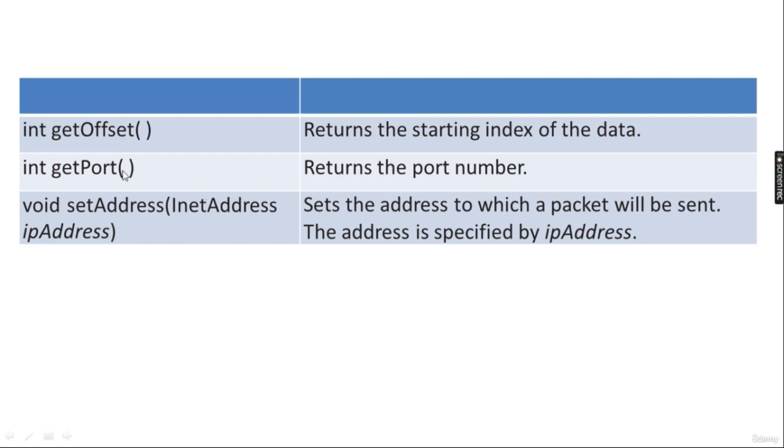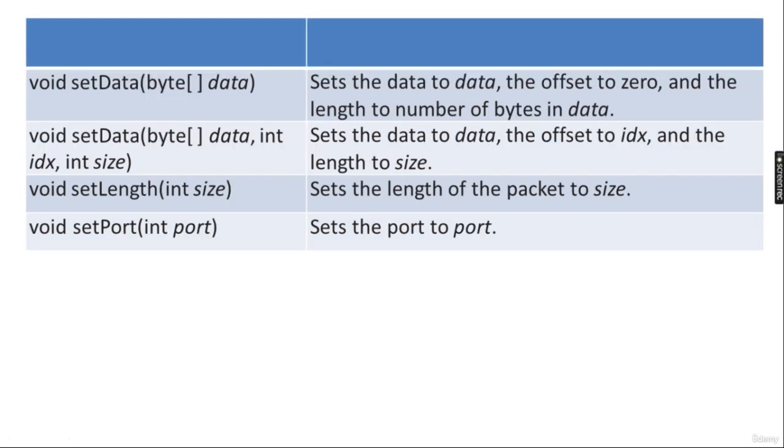Then getPort returns the port number. setAddress(InetAddress ipAddress) sets the address to which the packet will be sent. The address is specified by the IP address. So setAddress sets the particular address to which the packet will be sent, and you call it on its object. setData(byte[] data) sets the data to the particular data, offset to 0 and the length to the number of bytes in data.